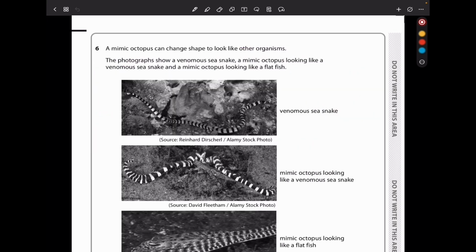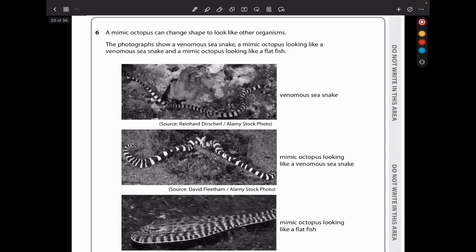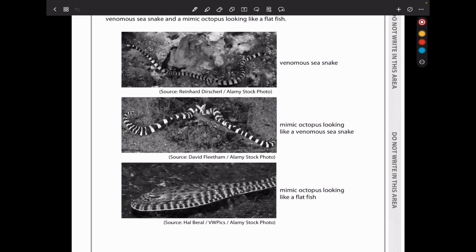In question 6, a mimic octopus can change shape to look like other organisms. The photographs show a venomous sea snake, a mimic octopus looking like a venomous sea snake, and a mimic octopus looking like a flatfish. So we see the venomous sea snake, we see the mimic octopus looking like a venomous sea snake, and here the mimic octopus looking like a flatfish.